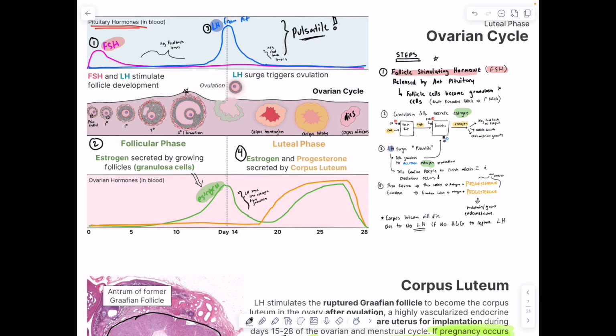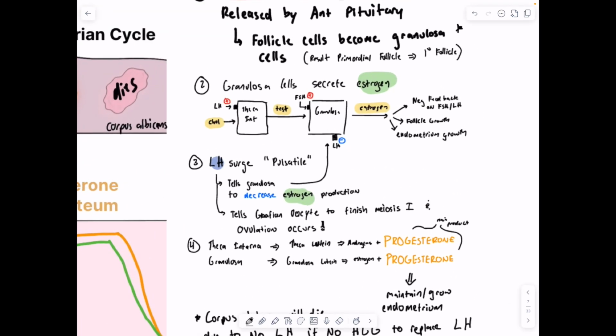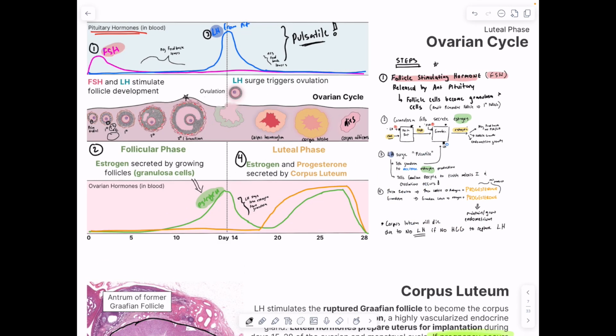Then the stroma cells are going to differentiate into theca interna and theca externa. And the combination of the theca interna and the granulosa cells are going to allow for a great production of estrogen. So our theca interna cells, under the influence of luteinizing hormone, are going to take in cholesterol and produce an androgen in the form of testosterone. That will then be taken up by our granulosa cells under the influence of follicular stimulating hormone, and that will produce estrogen. And so we're seeing that as our follicle grows with more granulosa cells, we're getting an increase in estrogen. So this is stage 2.